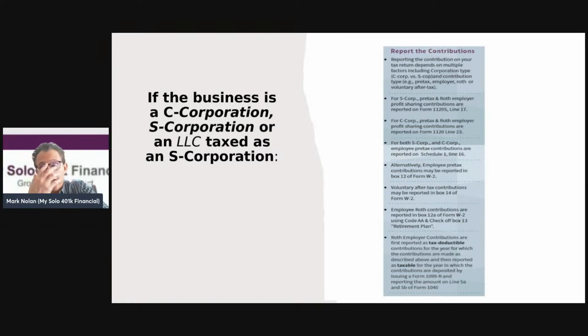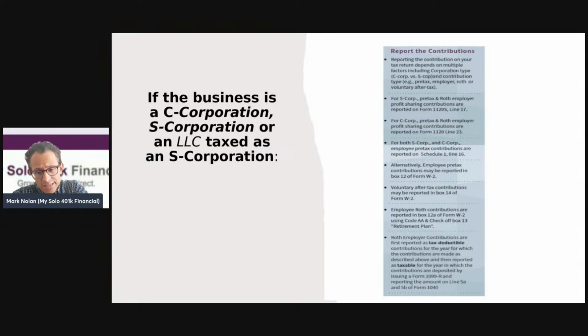For voluntary after-tax contributions, they are not required to be reported, but you can certainly choose to do so. If you do, you're going to report those in box 14 of the Form W-2. Now, employee Roth contributions, those are reported in box 12A of Form W-2 using code AA, and then you're going to want to check off box 13 titled Retirement Plan. So these are good slides for all these different contribution types.